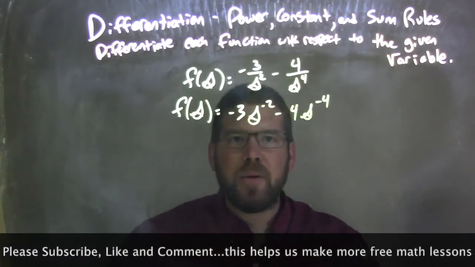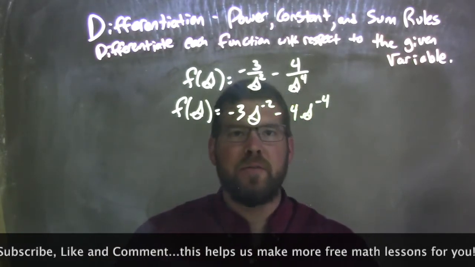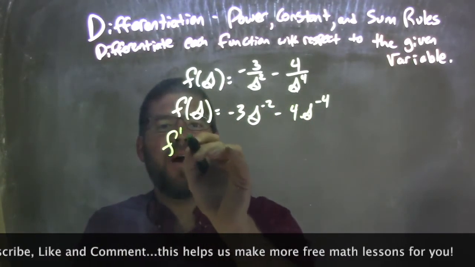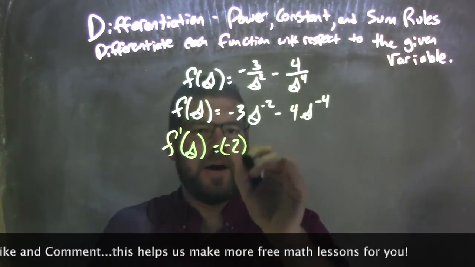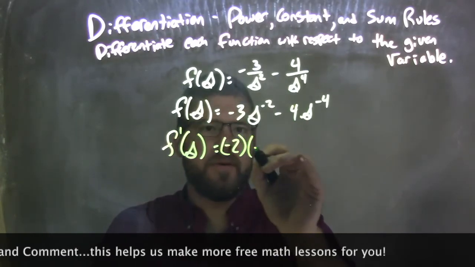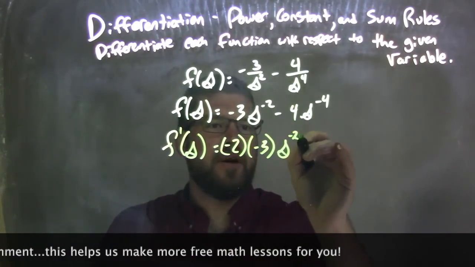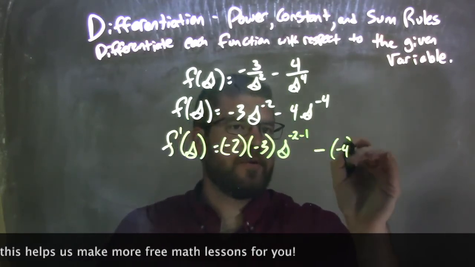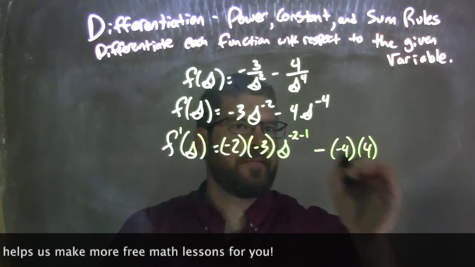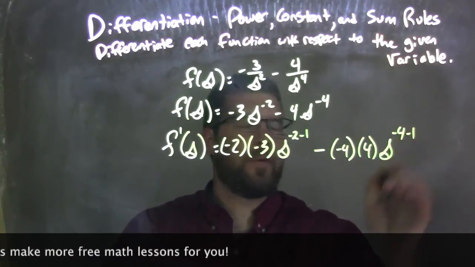Okay. Now in doing this, I'm going to make sure I keep my negatives in line. I'm going to take the derivative and use the power rule. So we have f prime of s is equal to negative 2 out front, power rule still applies. This means negative 3 s to the negative 2 minus 1 power, minus negative 4 goes out front, negative 4 times 4, right? Power comes out, s to the negative 4 minus 1 power.